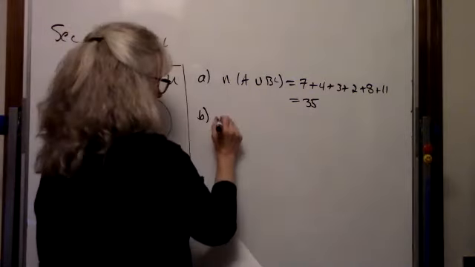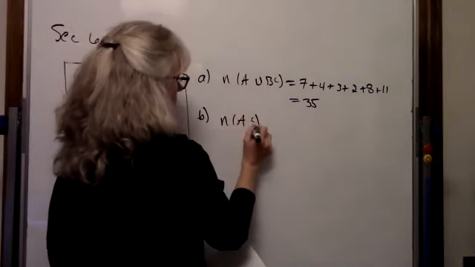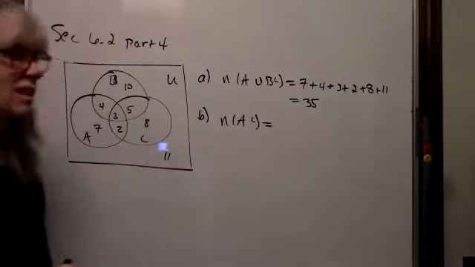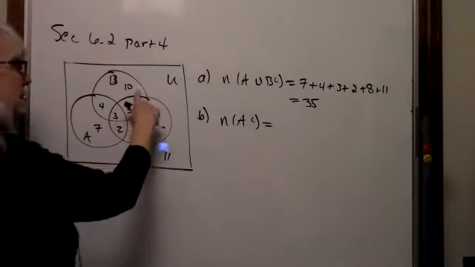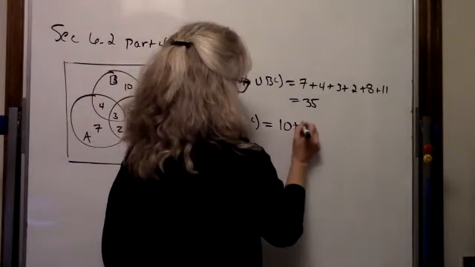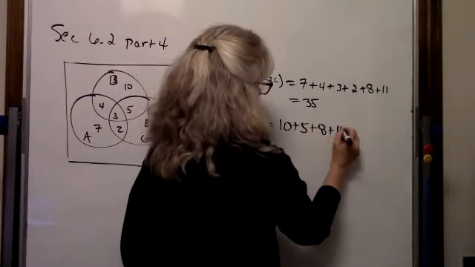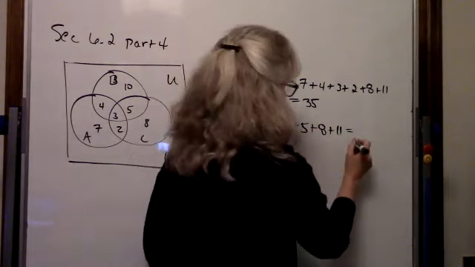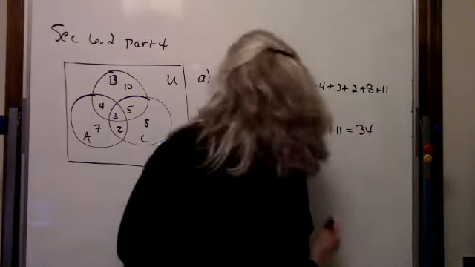Part B is asking for the number in A complement. So we need everything outside of A. So outside of A would be this 10, this 5, this 8, and the 11. 10 plus 5 plus 8 plus 11. When you add those, you're going to get 30.